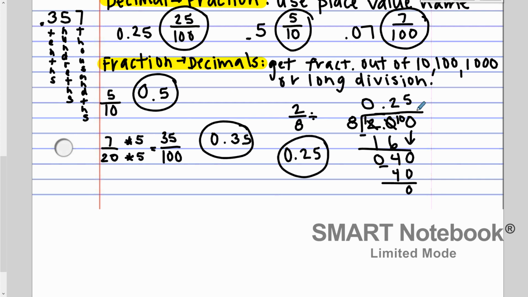If you like that method better than finding a fraction out of a 10 or 100 or 1,000, you could use this any single time. This will always work as long as you do your math right. Okay? The other method will not always work, because if it's a number that you can't get to be a 10, 100, or 1,000, you have to do long division. So it's kind of your choice for this one, which method you use. And that is all for today's lesson.